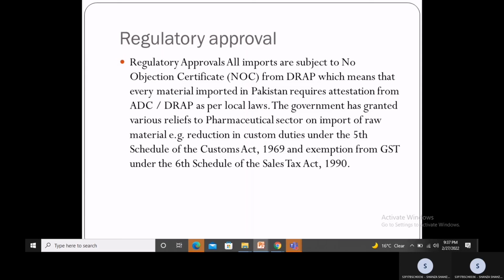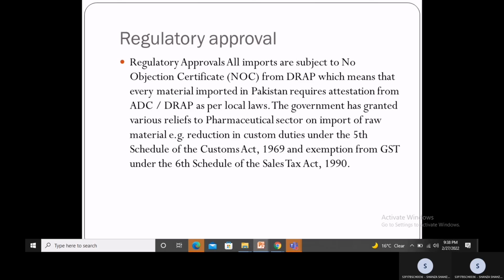The government has granted various reliefs to the pharmaceutical sector on the import of raw materials. For example, reduction in customs duties under the Fifth Schedule of the Customs Act 1969 and exemption from GST under the Sixth Schedule of the Sales Tax Act 1990.